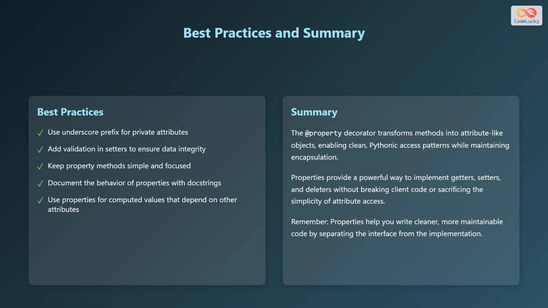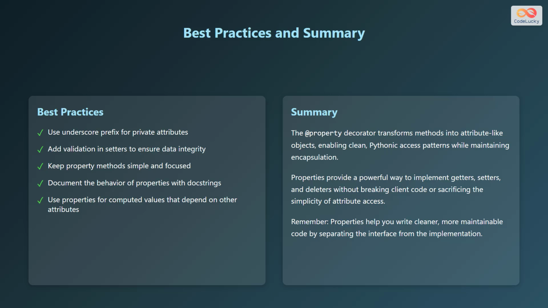Let us summarize the best practices for using the @property decorator. Always use an _ prefix for private attributes. Add validation and setters to ensure data integrity. Keep property methods simple and focused. Document the behavior of properties with docstrings. Use properties for computed values that depend on other attributes.